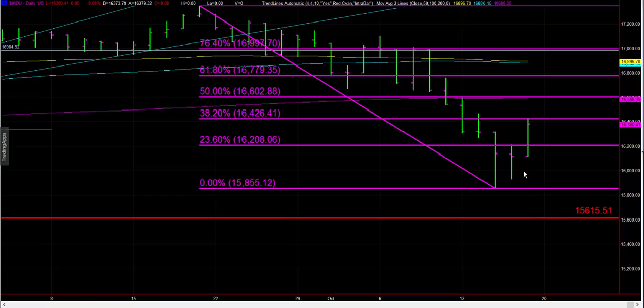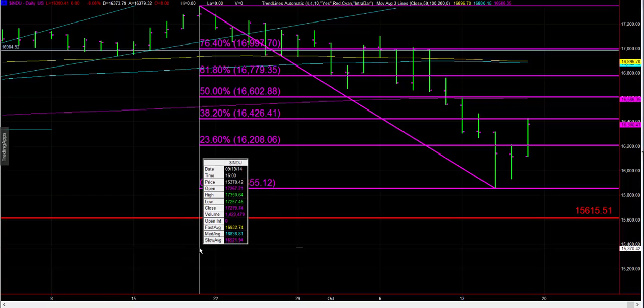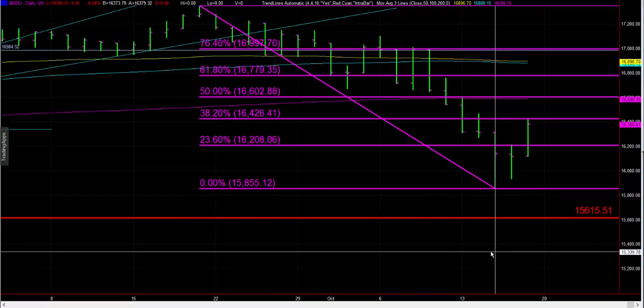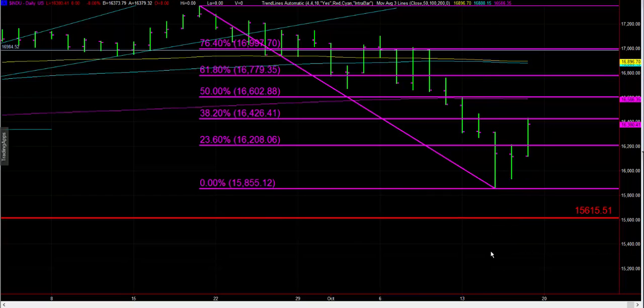Even though we had this verbal intervention last week, we still see that Friday's high was right around this key technical area. That is 16,426 and is the 38.2% retracement of the range we saw from September through October. So even when we have strong verbal intervention and fundamentals, the markets still follow these technicals.